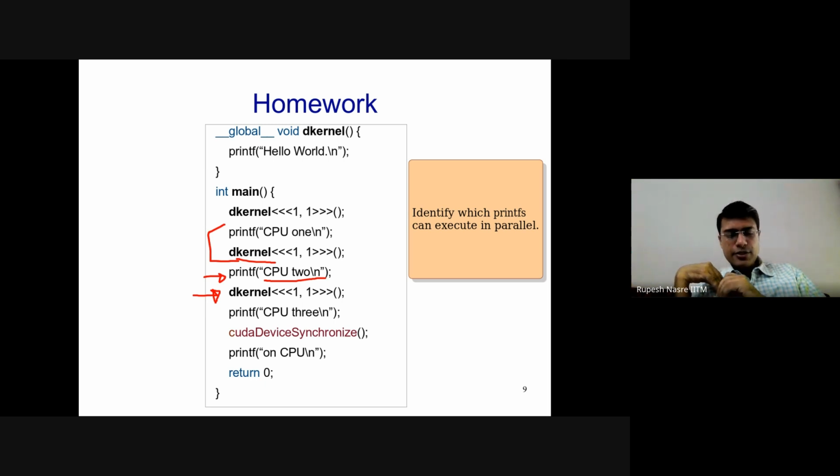Okay, so that is to say, CPU 1 can overlap with the first hello world, CPU 2 can overlap with the first or second hello world, and CPU 3 can overlap with the first, second, or third hello world. So I hope this answer is clear, and if there are any questions, please feel free to ask.